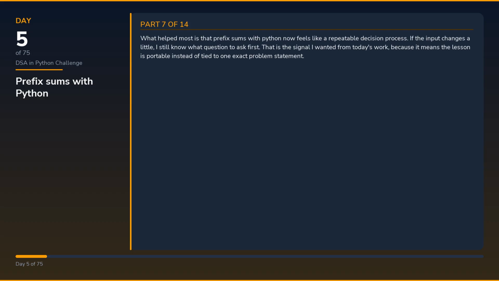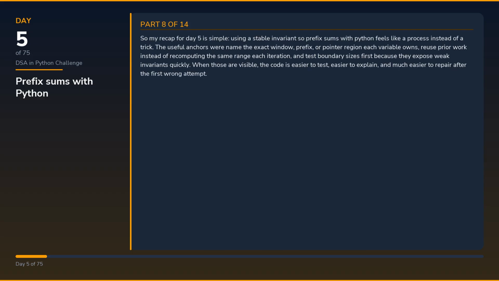What helped most is that prefix sums with Python now feels like a repeatable decision process. If the input changes a little, I still know what question to ask first. That is the signal I wanted from today's work, because it means the lesson is portable instead of tied to one exact problem statement. So my recap for day 5 is simple.